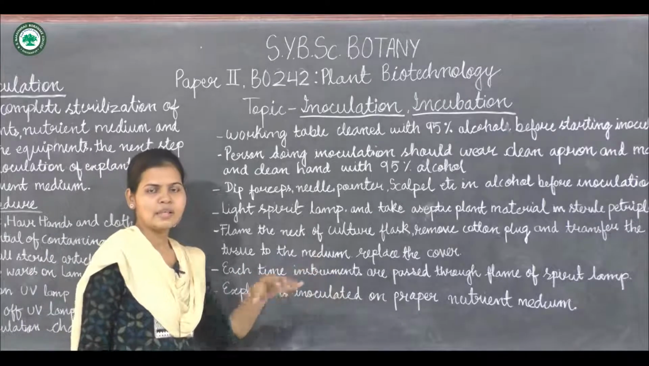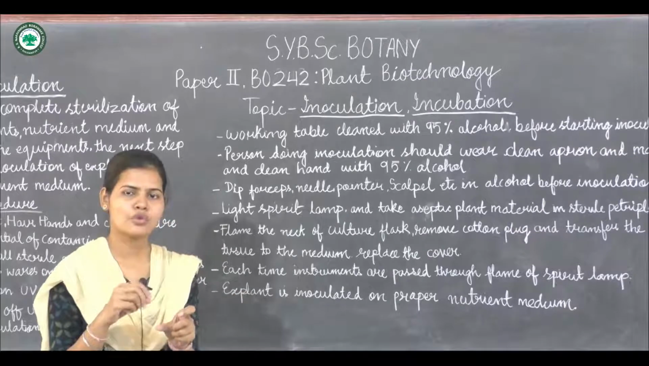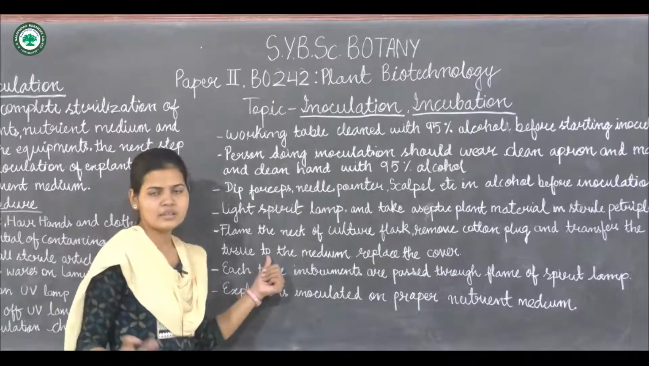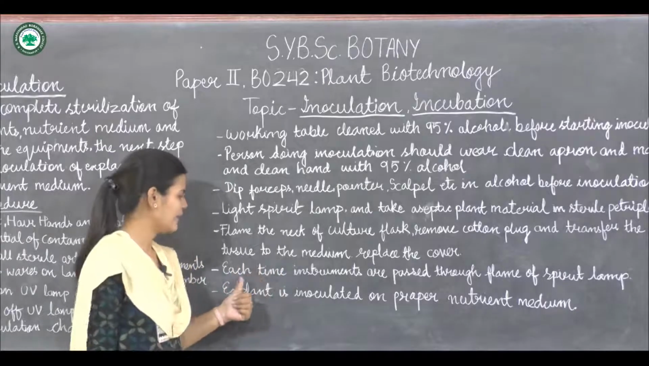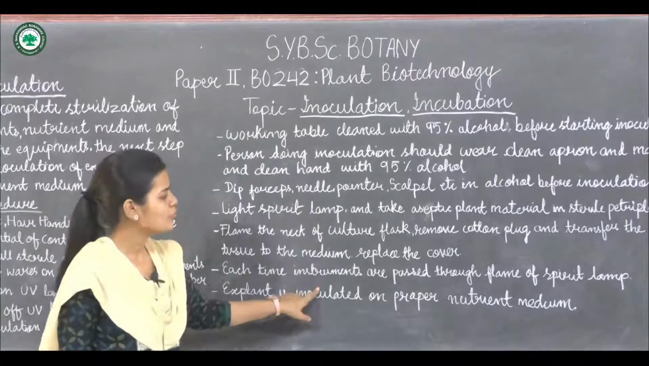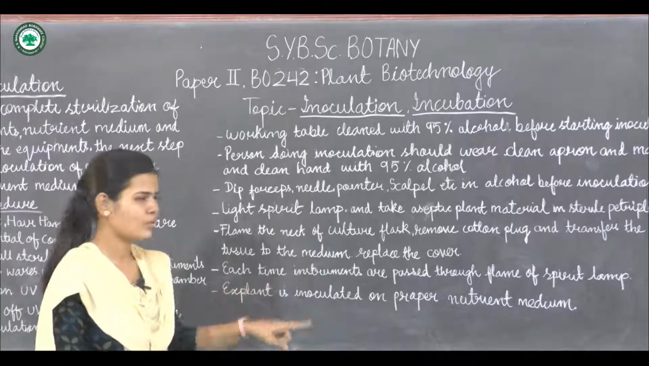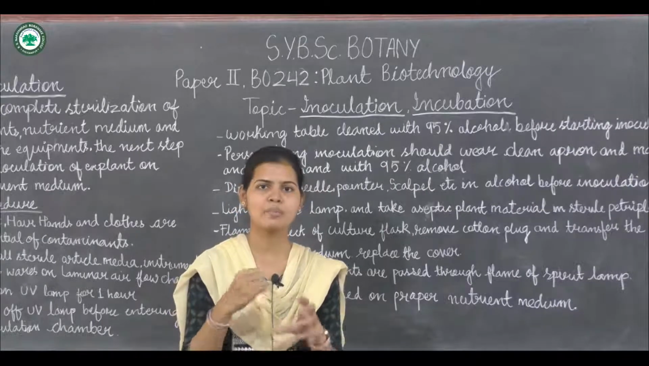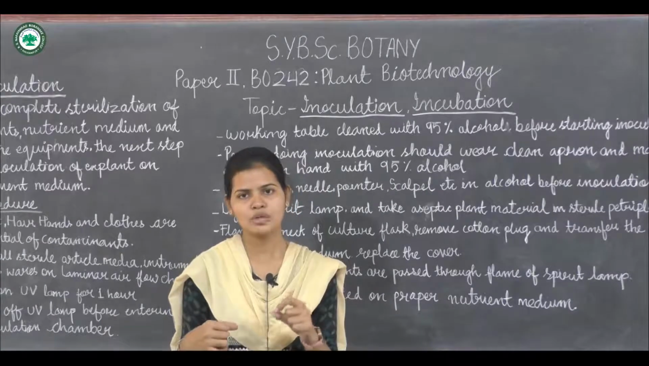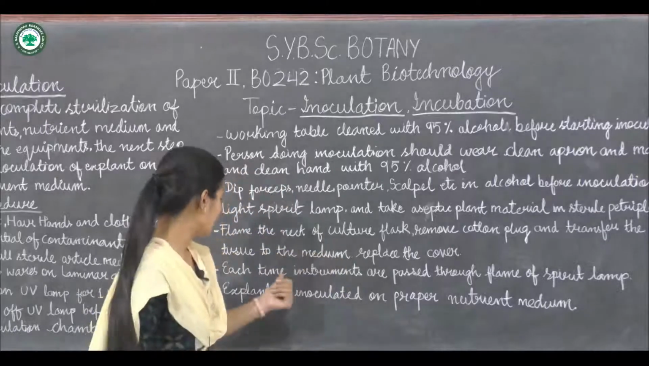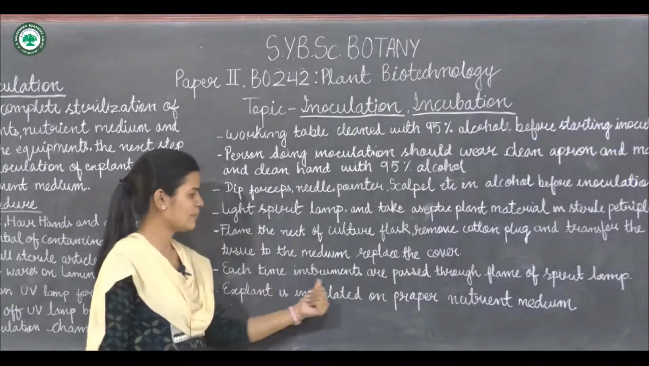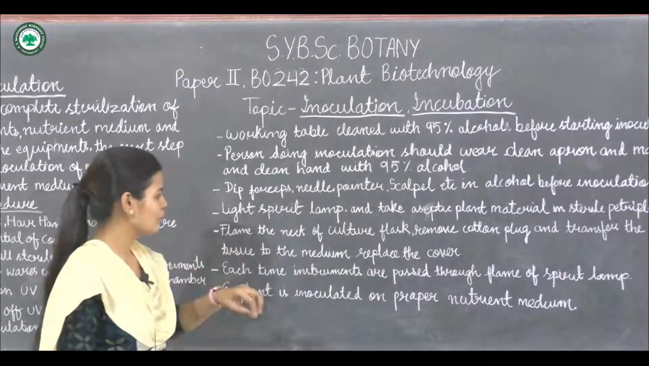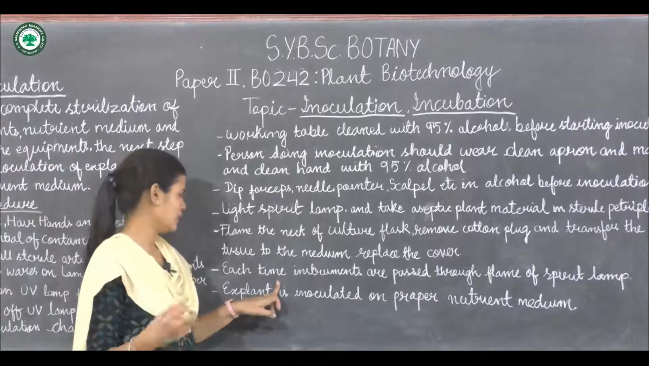Again, after culturing, the cotton plug should be put on. The cover should be replaced. After that, each time instruments are passed through the flame of a spirit lamp. So while doing the inoculation process, every time you have to pass the neck of the particular vessel through the flame. So each time instruments are passed through the flame of a spirit lamp, and flame should be given each time when we are doing the process.